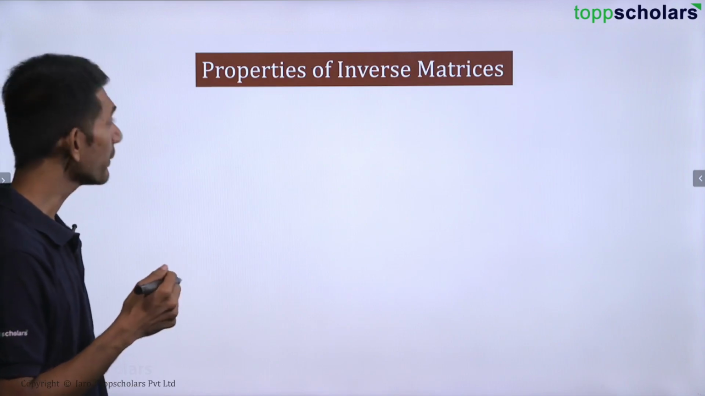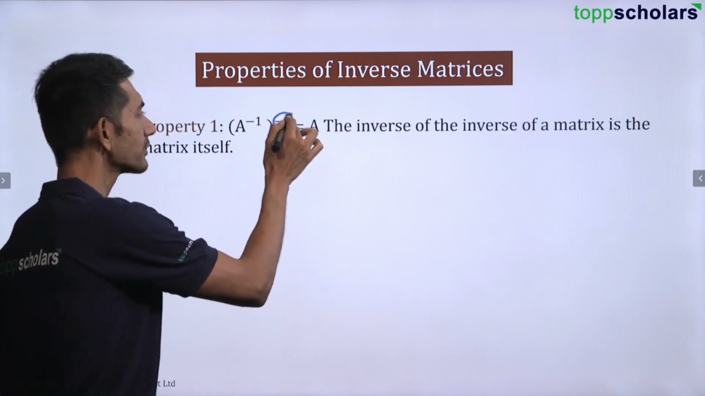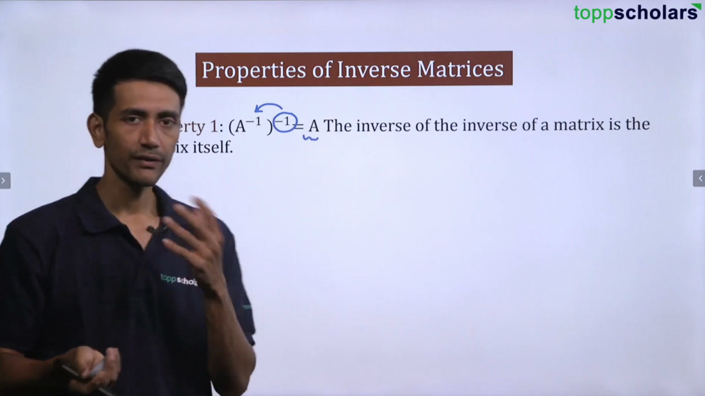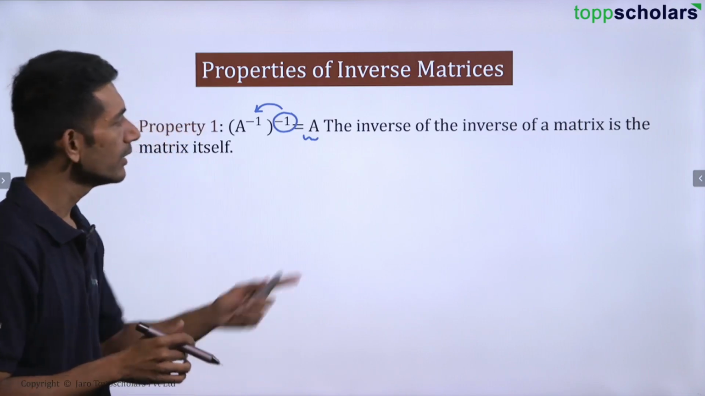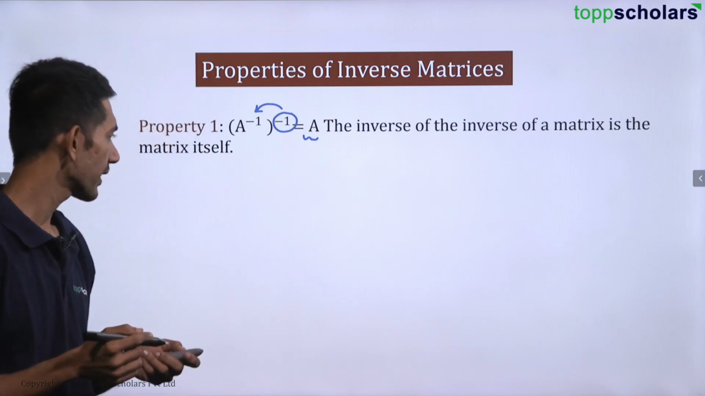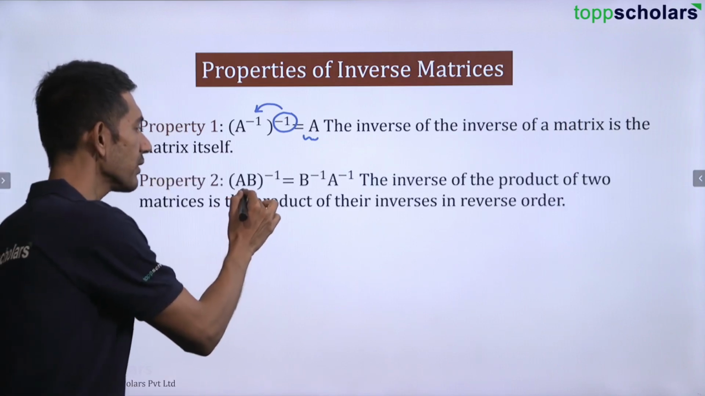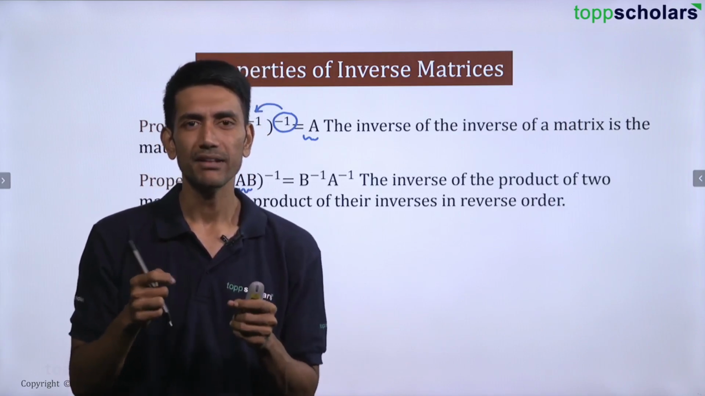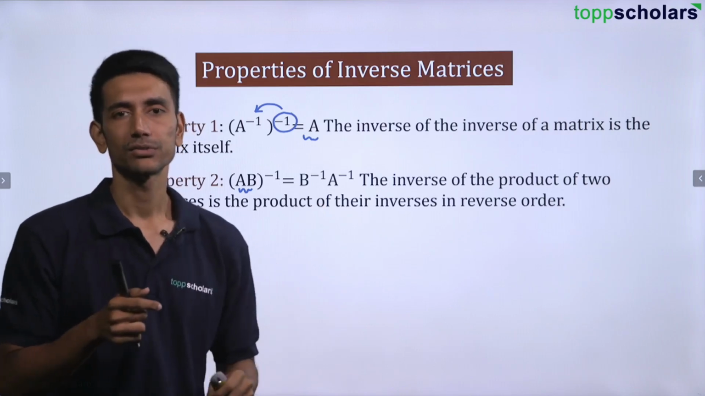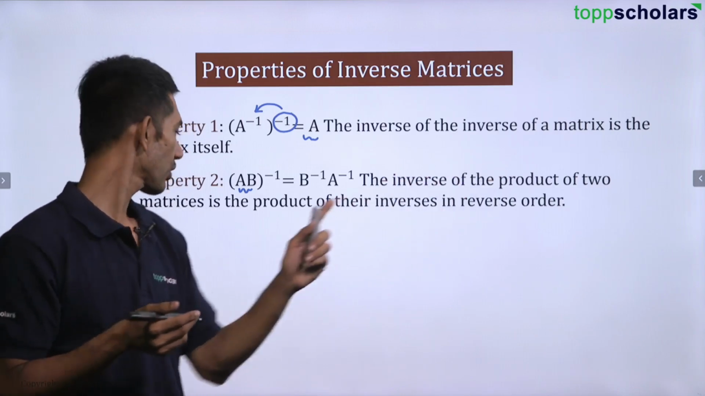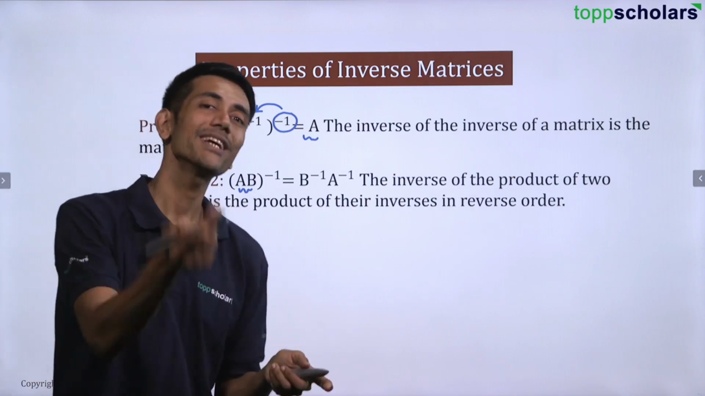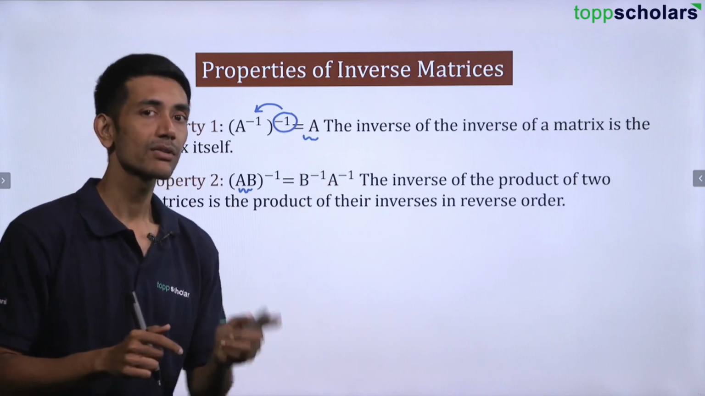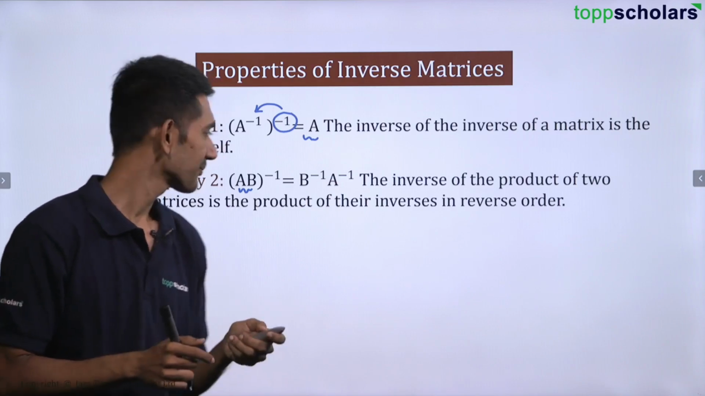Now, properties of inverse. The inverse of A inverse will give you the matrix A. If you take the inverse of A inverse, you get the same matrix A. Second property: the inverse of AB. If you multiply the two matrices and take the inverse, that is the same as B inverse multiplied by A inverse. The inverse of the product of two matrices is the product of their inverses in reverse order. It is not A inverse multiplied by B inverse. It is B inverse multiplied by A inverse.